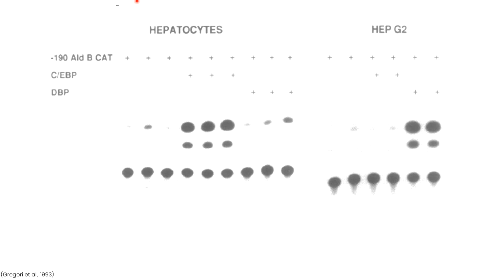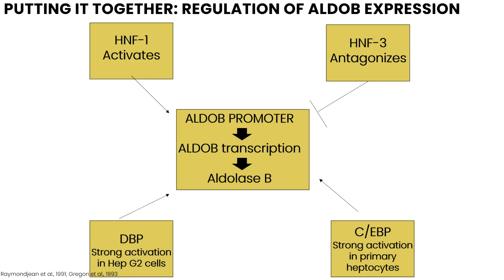So how can we put HNF1, HNF3, DBP, and CEBP together in one molecule of ALDO-B regulation? It's a lot, but let's try it. Let's bring all of them together. This I would recommend writing down as it has all of it together.